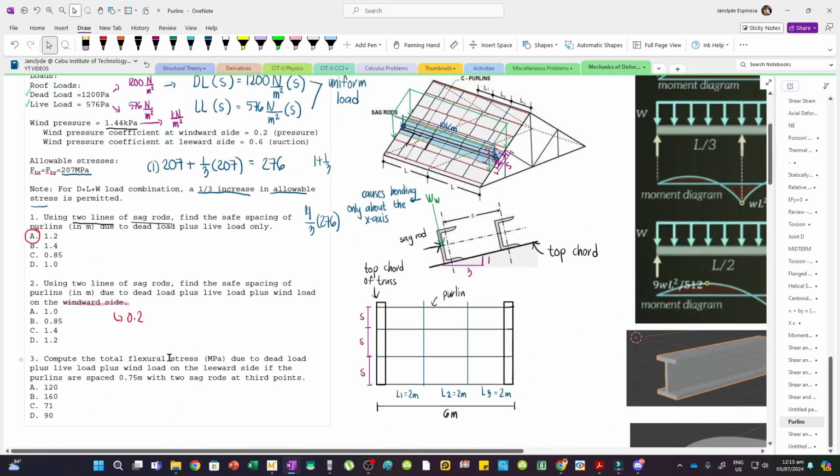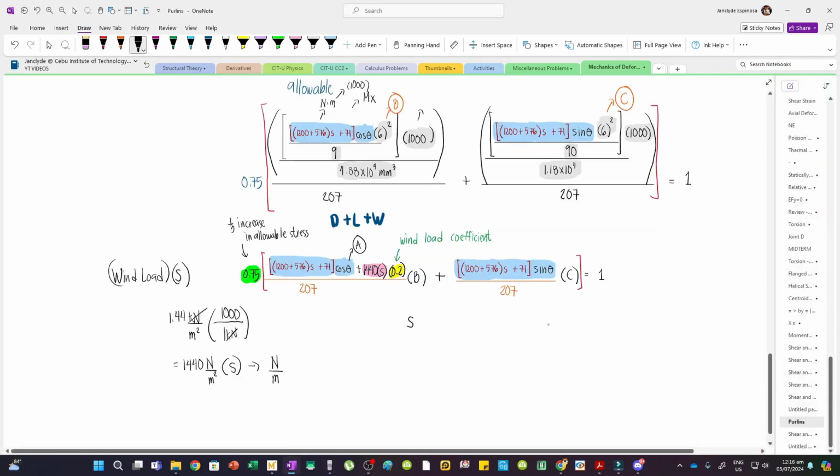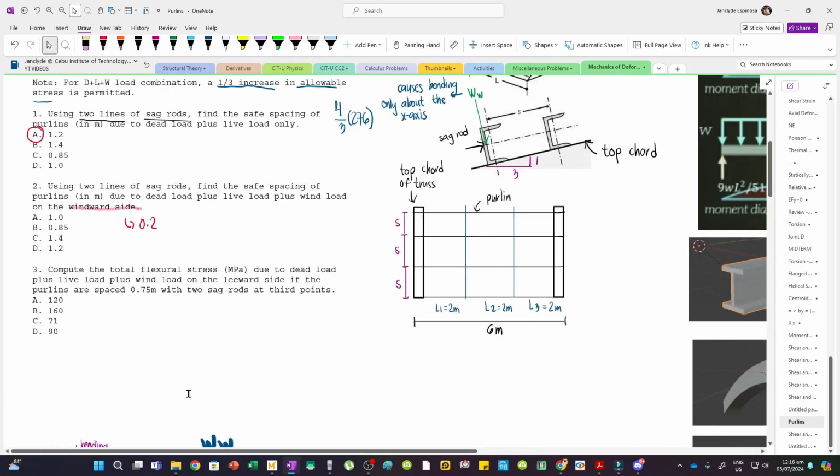Now in the choices, we have 1.85, 1.4, and 1.2. Again, I'm going to input 1.25 as the realistic value. So press equals, we're going to get 1.492. So here we have S equals 1.492, and then we're going to round down, so this becomes 1.4 meters. Yan. So we have letter C.